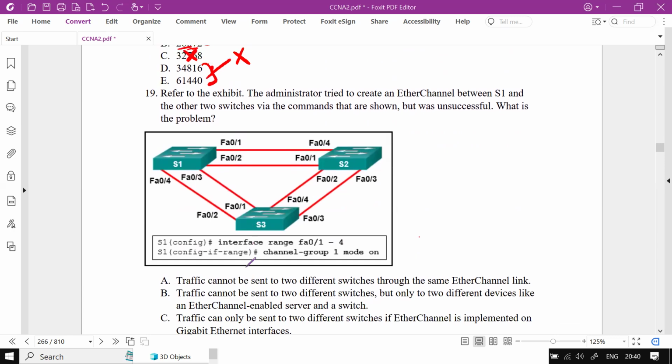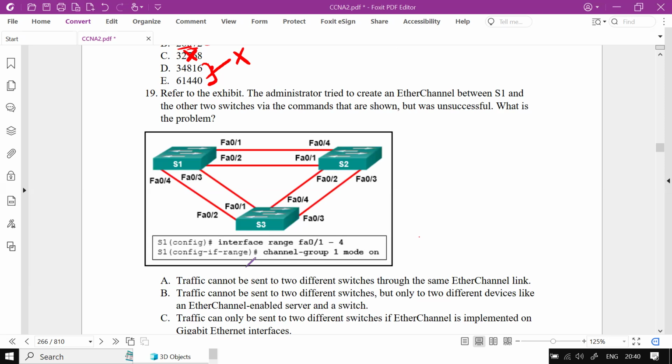Continuing. Now to the other question. Refer to the exhibit. Questions that say refer to the exhibit were the most difficult for me in the CCNA. They can be tricky. Multiple answer questions, those ones are tricky as well.